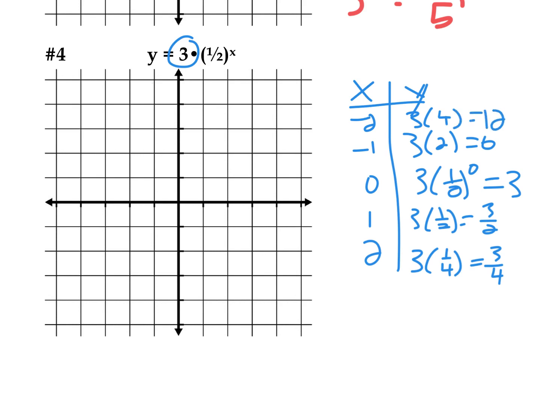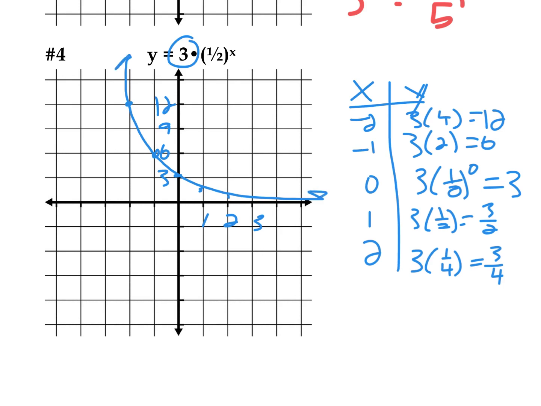So in this case, I'm going to go by 3s, 3, 6, 9, 12 on my y-axis. On my x-axis, I'm still going to go by 1s. So I have the point (-2, 12), which would be a point right here. Then I'd have (-1, 6), (0, 3), (1, 3/2), so that's right there, and then (2, 3/4), again approaching there, but it's still never going to cross that axis.